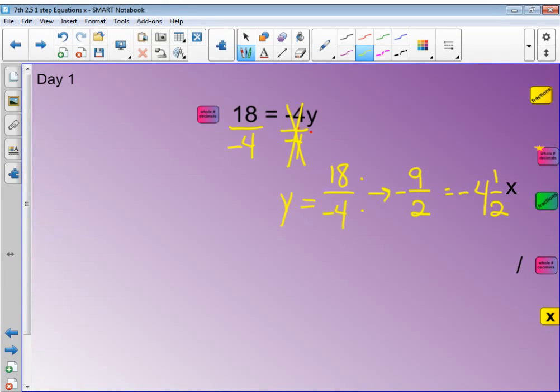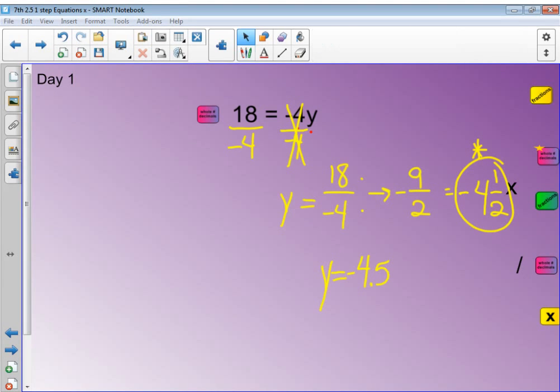We could also use our calculator to change it into its decimal form. So if I wanted to use the calculator, I would just punch in 18 divided by 4, which gives me 4.5. So I have to remember to put my negative in there. So y equals 4.5, and there was 1 negative, so it's negative 4.5. So it depends on what the expectation is for the answer. For now, I'd like you to work on practicing changing to a mixed number. If you're not asked to give a certain answer, then you can decide which one you would prefer to do.